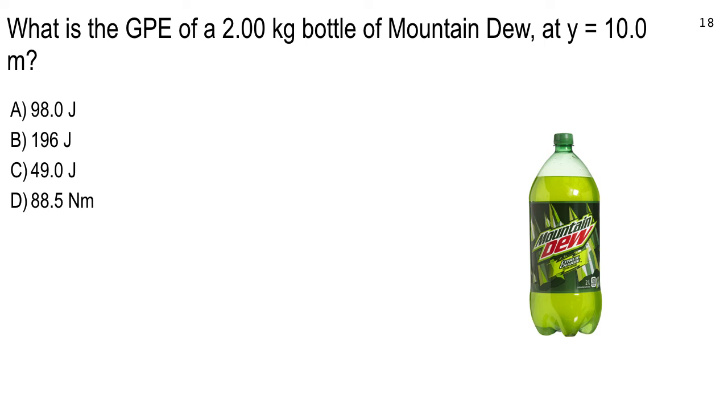So you're going minus m times g, negative 9.8 meters per second squared, times positive 10 meters.